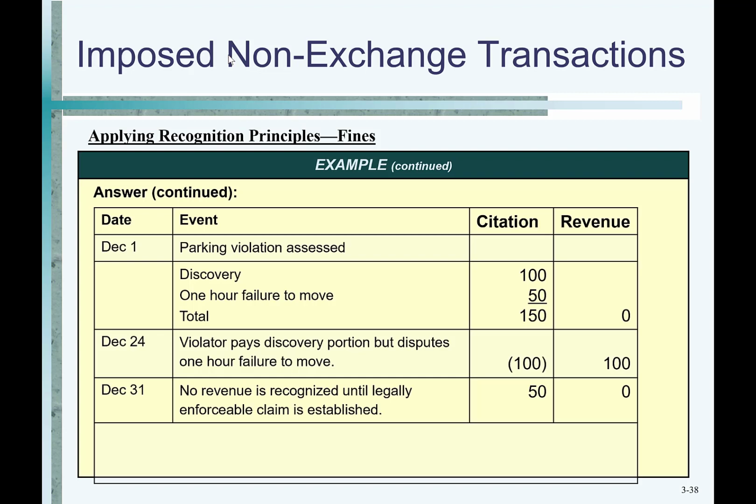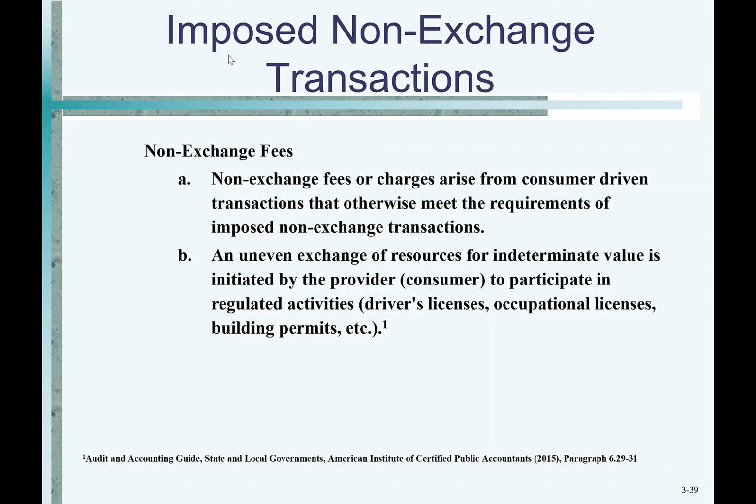The $50, since they hadn't paid it yet and they have a due process, we're not going to take that until they go through that due process. Okay? Non-exchange fees, for all intents and purposes, take it as revenue when it's paid.